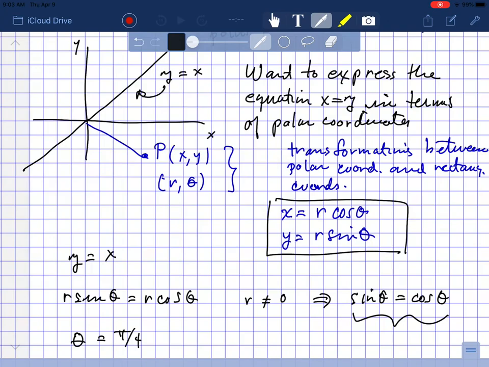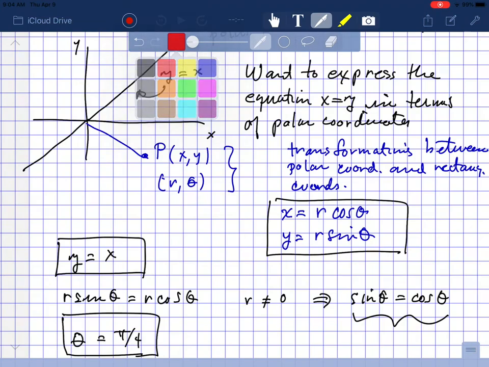So an equation in polar coordinates which is equivalent to the equation y is equal to x in rectangular coordinates is simply that theta is equal to pi over 4. Here it's understood that r can be any number whatsoever. And we can see this geometrically.